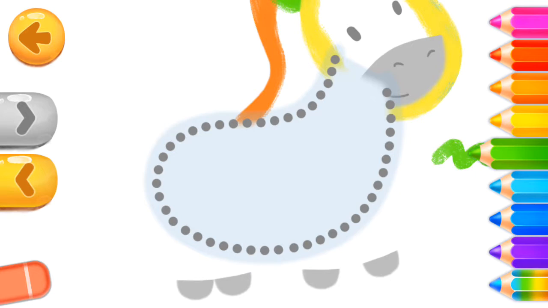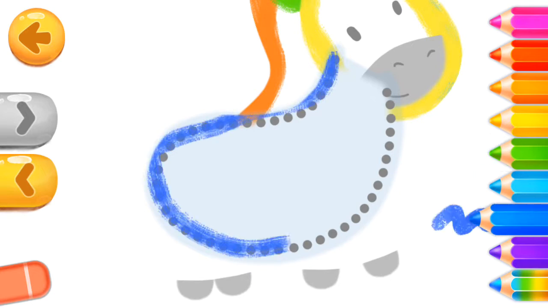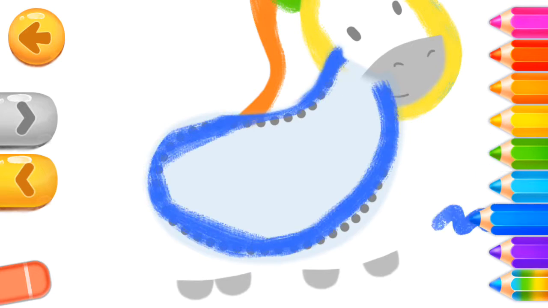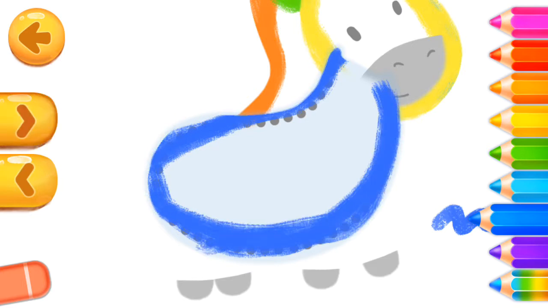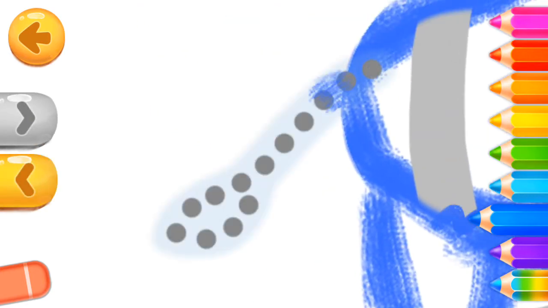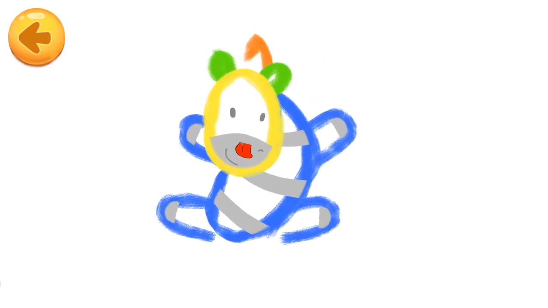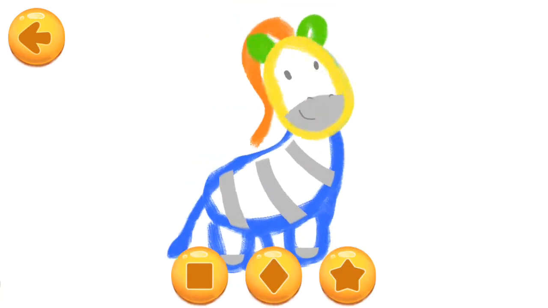Striped body. Dark blue. Draw fast legs in front. And fast legs behind. Of course, the tail. Look what a funny zebra you've got. Look what a funny drawing.